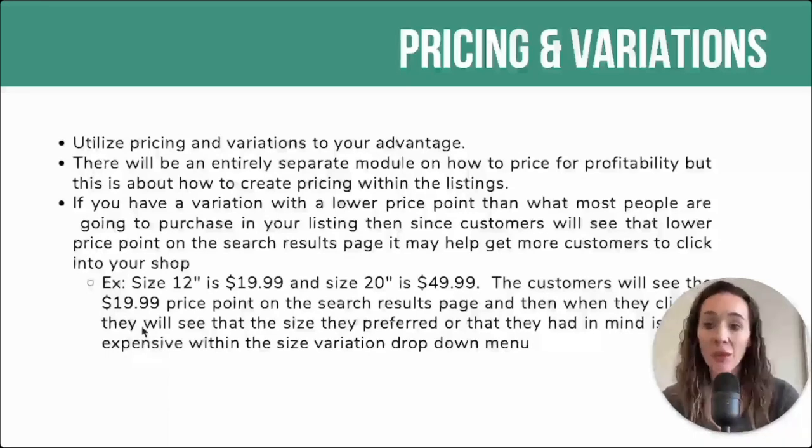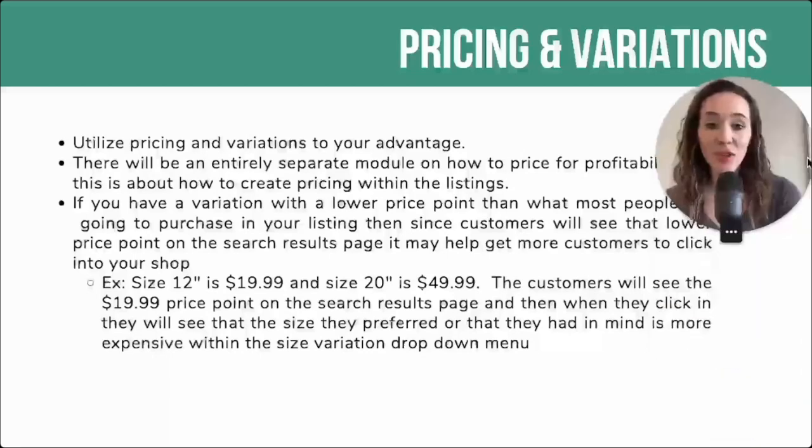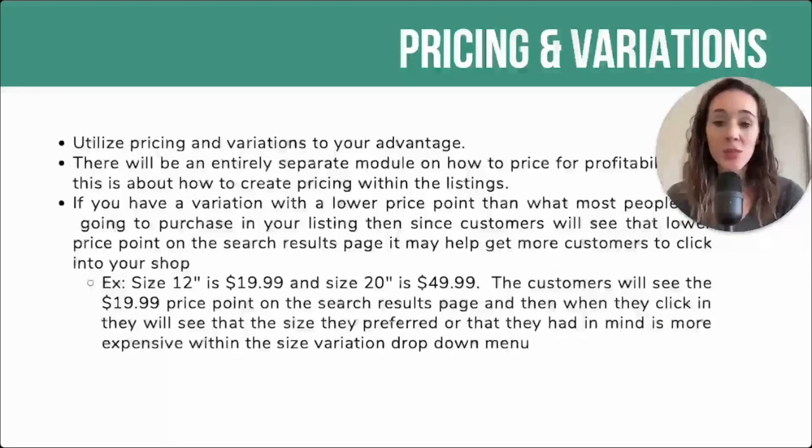For example, a 12-inch size of whatever you offer, let's say that's $19.99, and you have a 20-inch size under your size variations, that's $49.99. And let's say the listing photo is of the bigger one, but customers are going to see that price point of $19.99 on the search results page because Etsy always puts the cheapest price in the listing forward. And they don't even put a range of the pricing, so they just put the cheapest pricing forward.